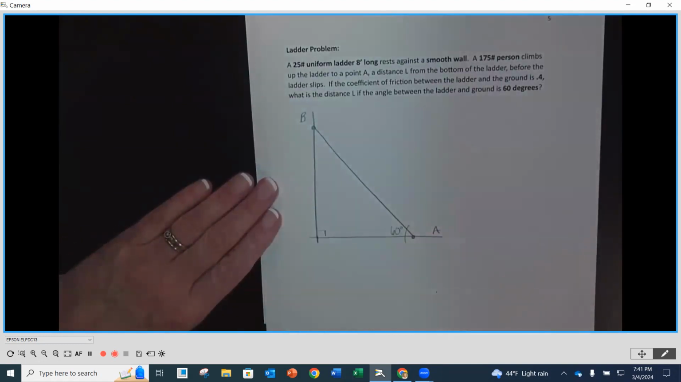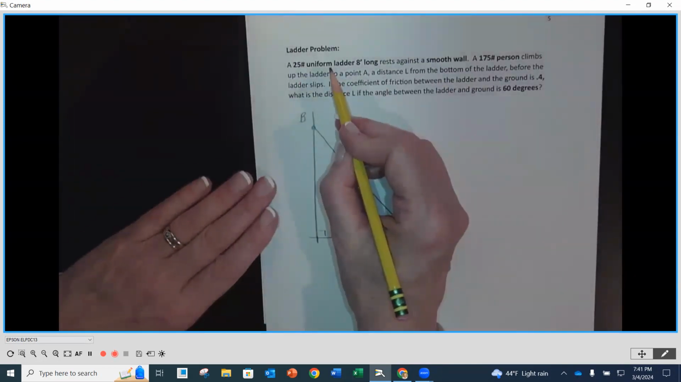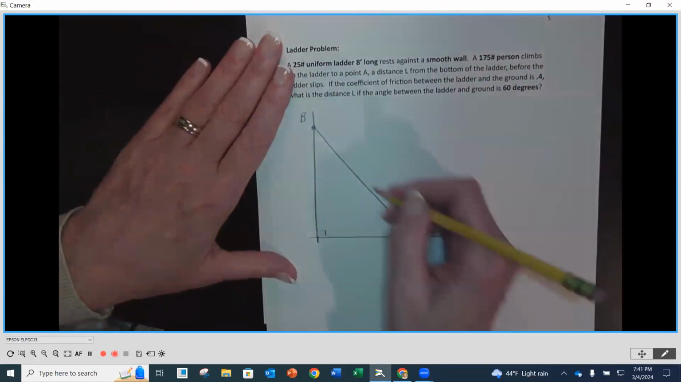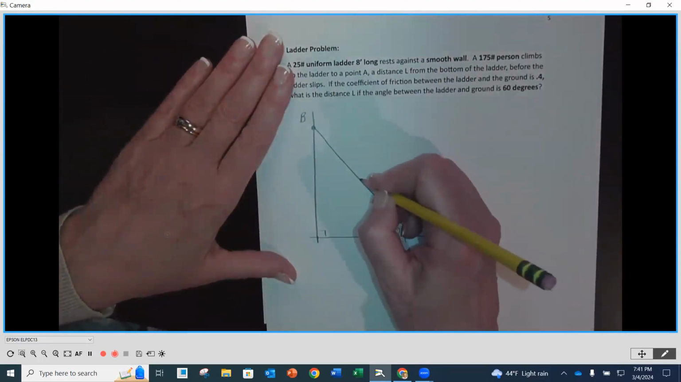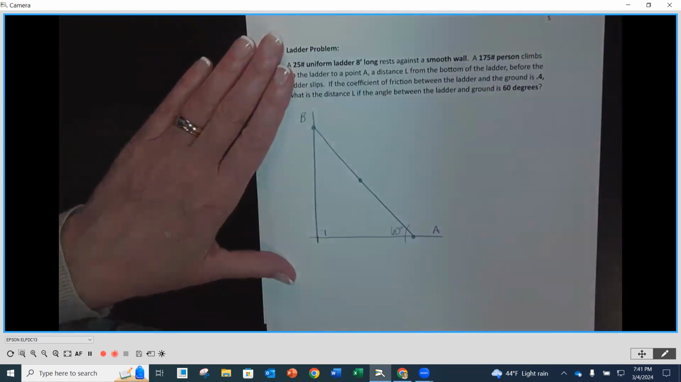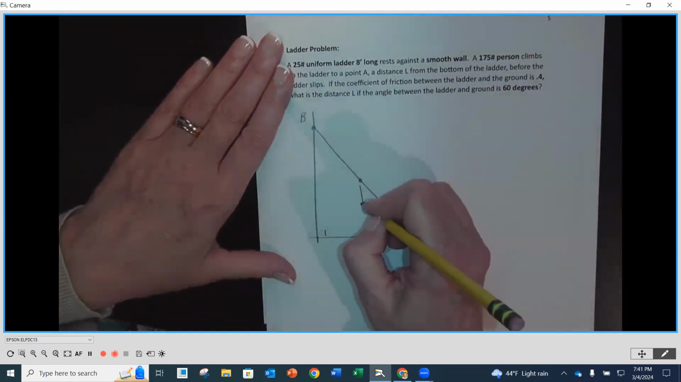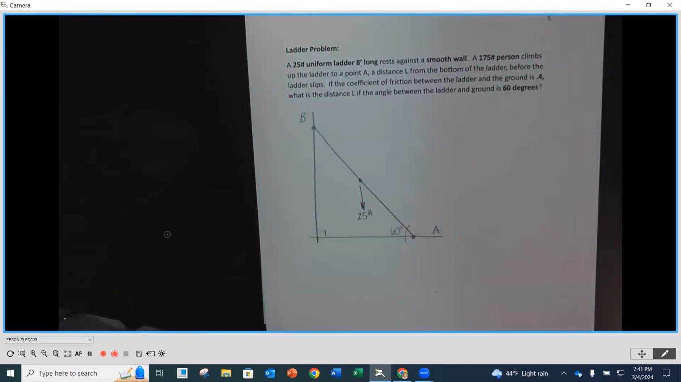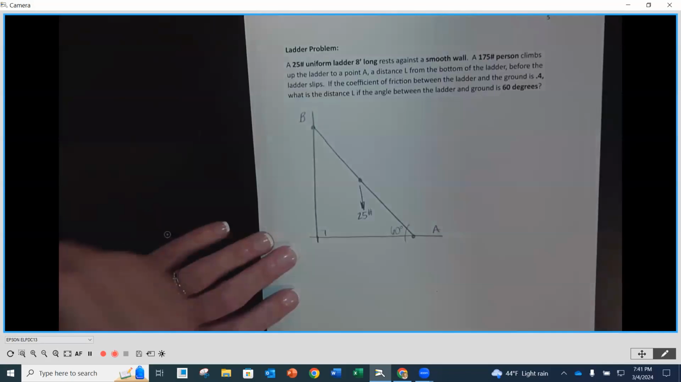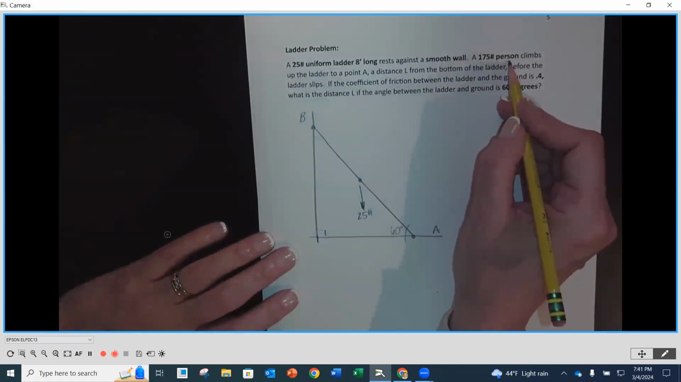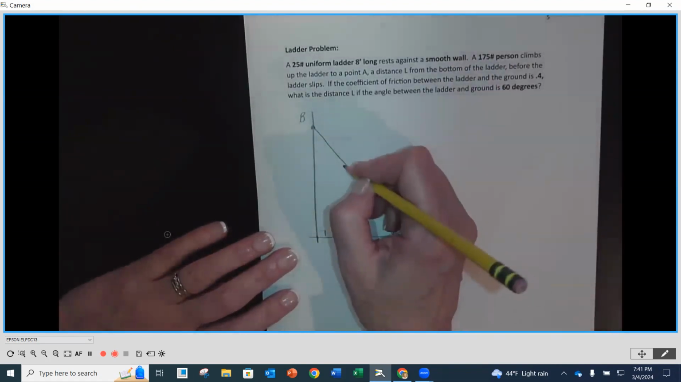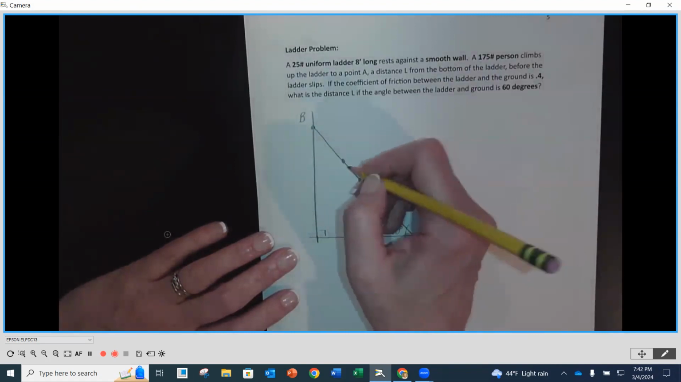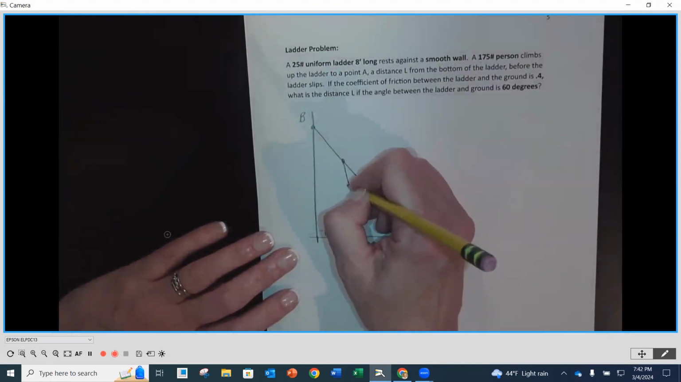Now, let's draw a couple other things here. It says that we have a 25-pound uniform ladder. So if we know this to be 8 feet long, that means right in the middle, uniform, half and half-ish, we are going to have 25 pounds coming down. That's the weight of our ladder. So it would be like 4 feet, 4 feet, because it's 8 feet long. Then it says that we have a 175-pound person climbs up the ladder. We're going to put them about here. I'm pretty sure it's above the center, but we'll find out.